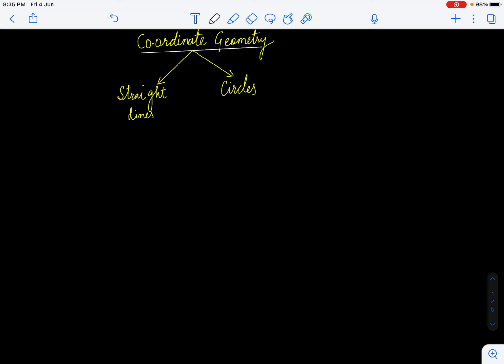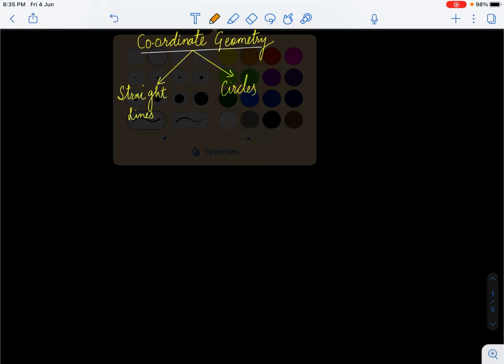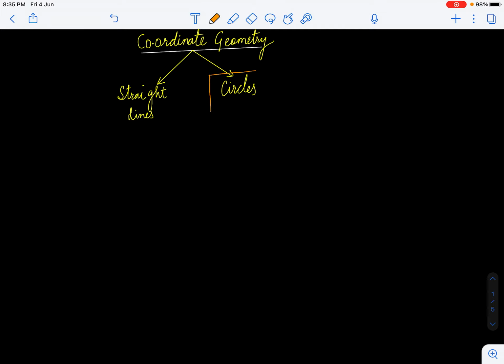Today we are going to see a very important topic in Edexcel A-level pure maths, that is coordinate geometry. This topic is also there in year 9 and year 10 to some extent, but main topics will come in year 1 coordinate geometry, that is straight lines. And the second part will be circles, that we will do after learning straight lines. So let's first concentrate on straight lines.